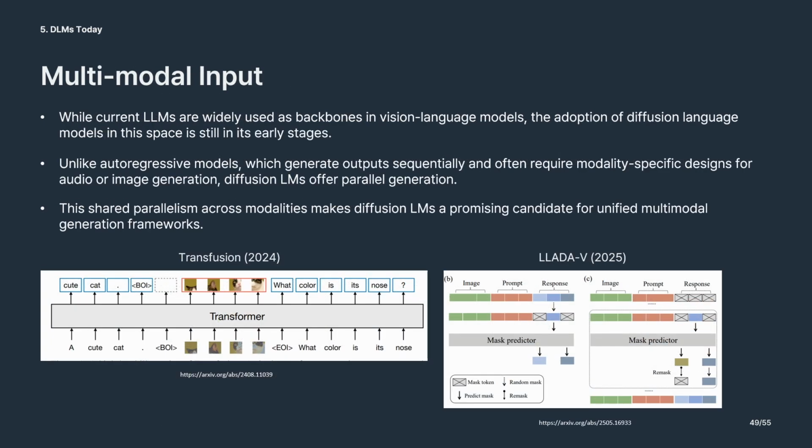The last is multimodal input. So far, autoregressive-based large language models have served as backbones for many vision language models. But when it comes to diffusion-based language models, their adoption in multimodal settings is still in its early stages. One of the major limitations in autoregressive LLMs is that they generate tokens sequentially, often requiring modality-specific designs to accommodate image, audio, or video modalities.